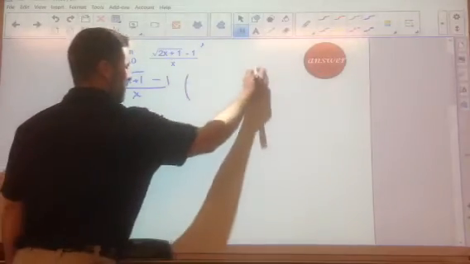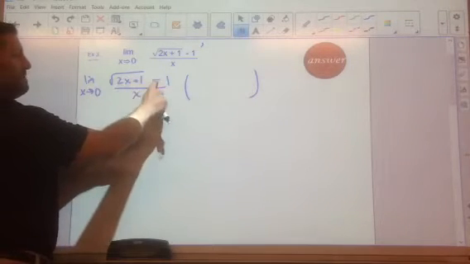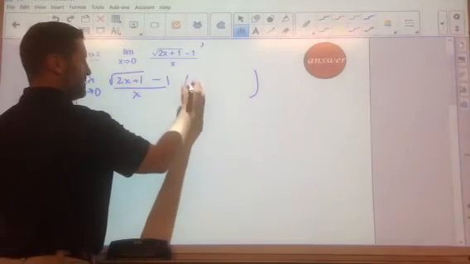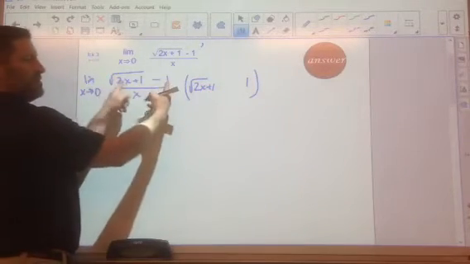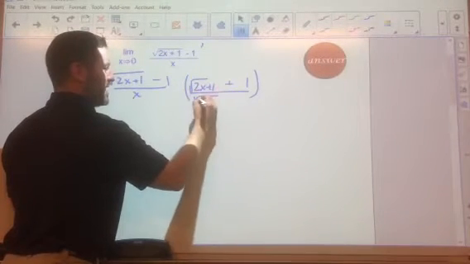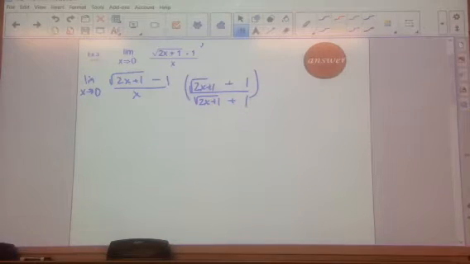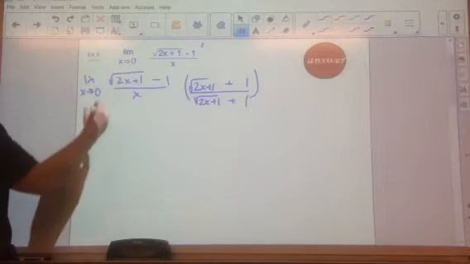And I'm going to multiply by what Mr. Mueller calls a clever 1. I'm going to multiply by the conjugate of the top. This is a binomial. This is the first term minus the second term. The conjugate is the same two terms, so it's root 2x plus 1 and a 1, with a different sign in the middle. I'll put a plus there. And I'm doing that on the top and on the bottom: root 2x plus 1 plus 1. That's called the conjugate. When you multiply by the conjugate, it changes the thing enough that you can use direct substitution. So let's do that.